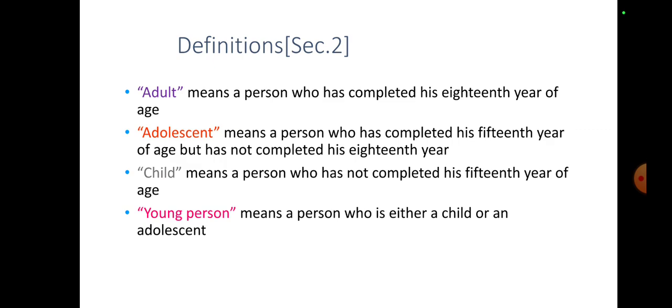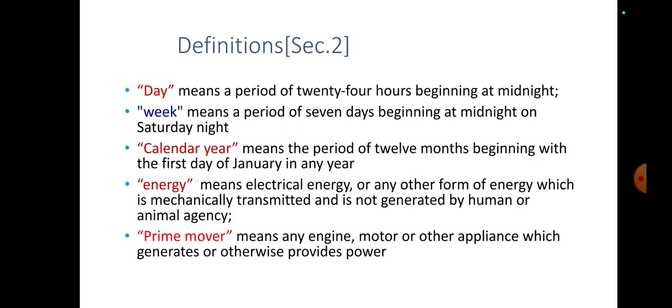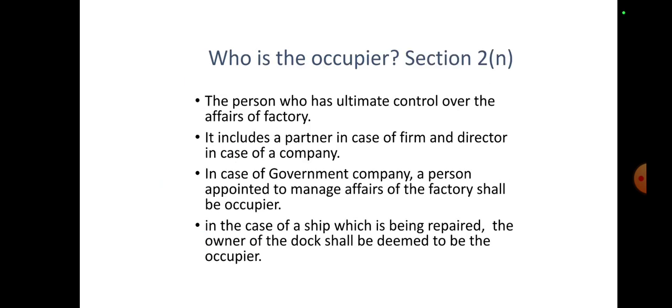Under the types, we can see different types, such as adults. We know who is an adult, and an adolescent is between the age of 14 and below 18 years, and a young person means who is either a child or not an adolescent. Coming to working hours, before we discuss that, we have to know what we mean by a day, week, calendar year, energy, and prime mover. All these are very simple and we will be knowing them.